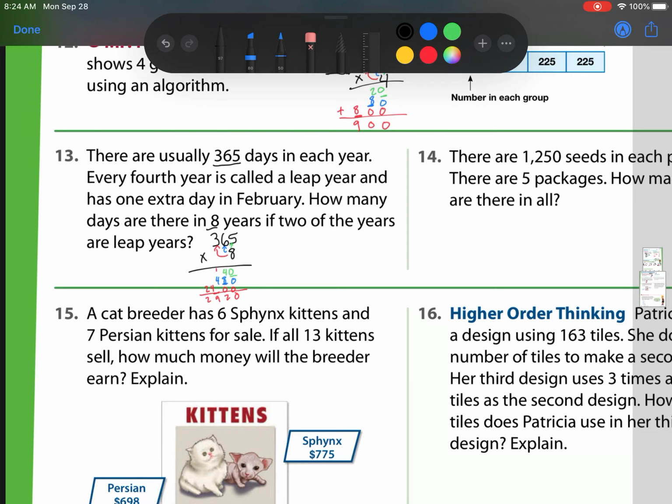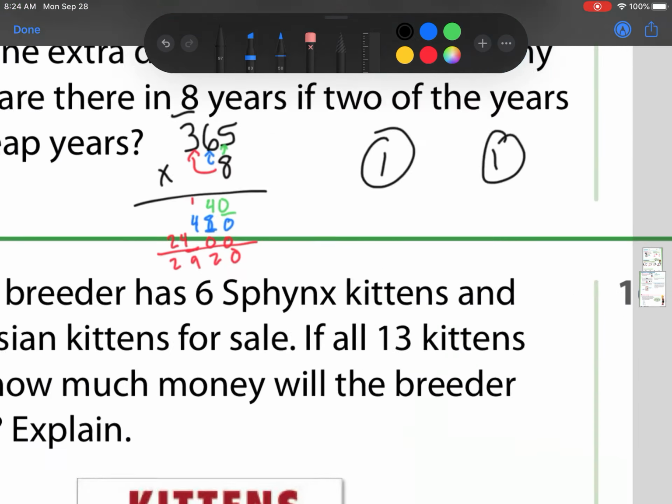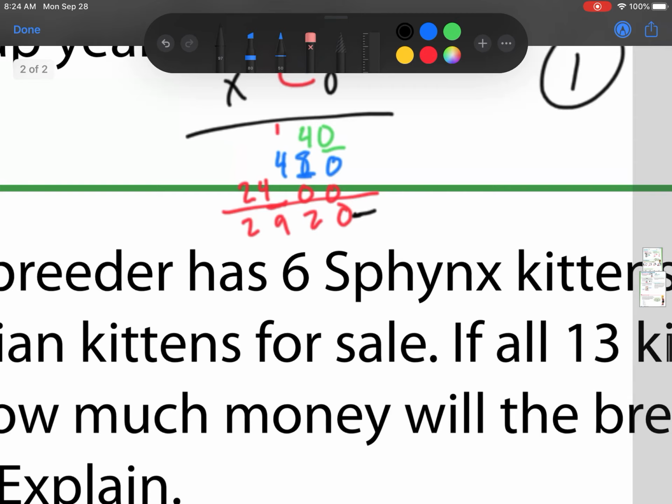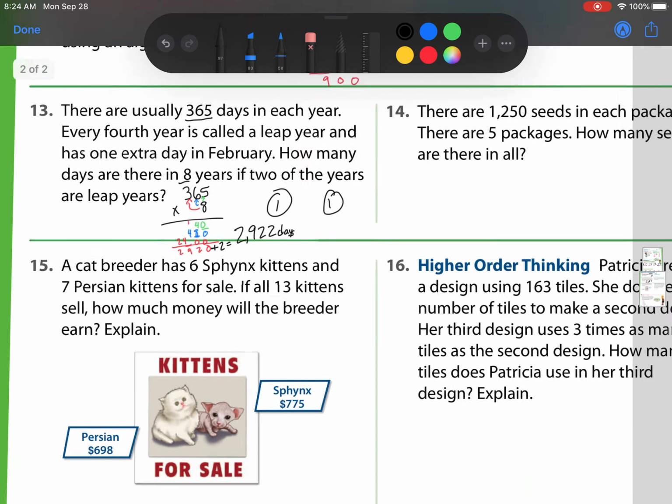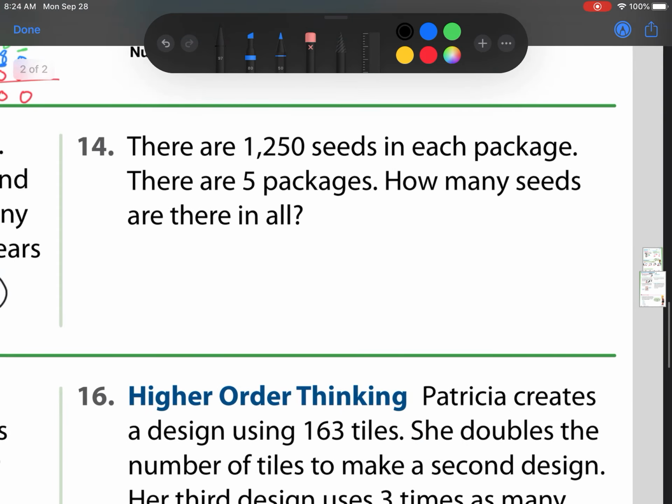So what is that? Every 4 years. So one group of 4 has an extra day, and another group of 4 has an extra day. So we need to add 2 to our answer here, because there's going to be 2 extra days in 8 years. So my final answer is 2,922 days. So if you're 8 years old, that's how long you've been alive.